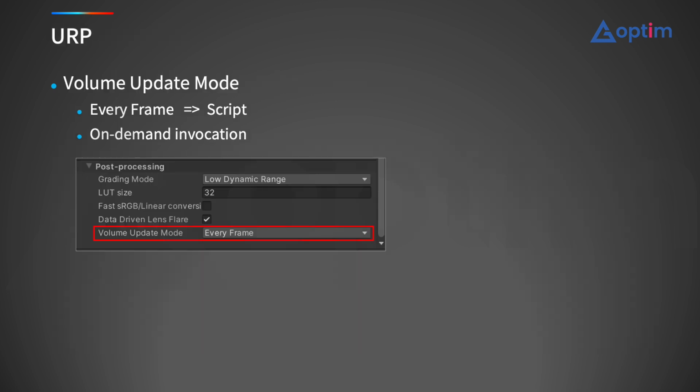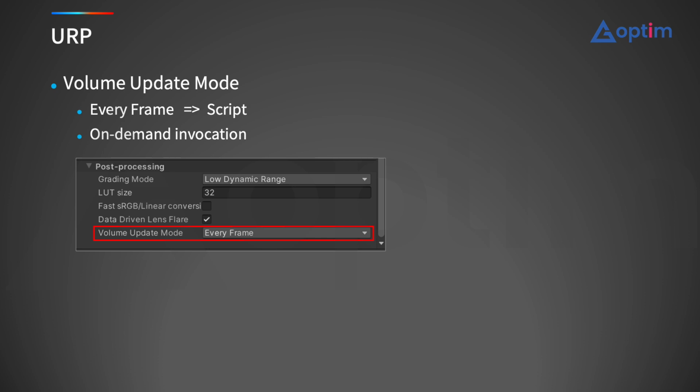2. URP optimization: volume update mode. In URP, there's a setting called volume update mode. If you're using post-processing volumes, the default setting is every frame. But in most projects, post-processing parameters, like bloom thresholds or color grading values, rarely change during gameplay. Updating them every frame is unnecessary overhead.